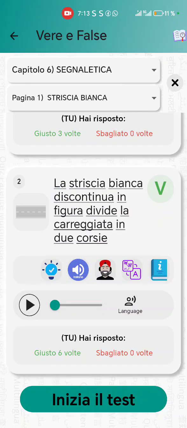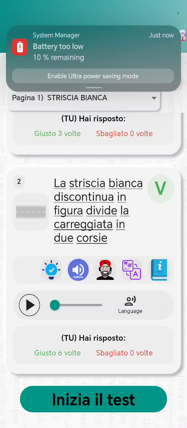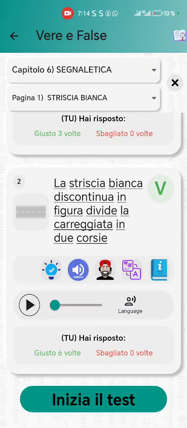The next one says, la striscia bianca discontinua in figura divide la carreggiata in due corsie. It says this white line in this figure divides the surface of the road, that is the carreggiata, into two lanes. It is vero. Because the line is at the center, if I say this is the road, they put that line at the center. So they divide that road into two lanes. So it is vero.